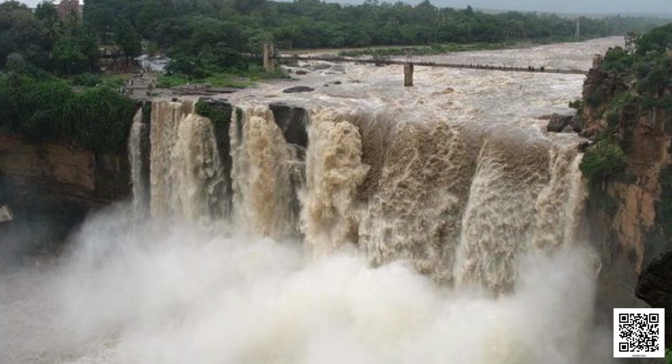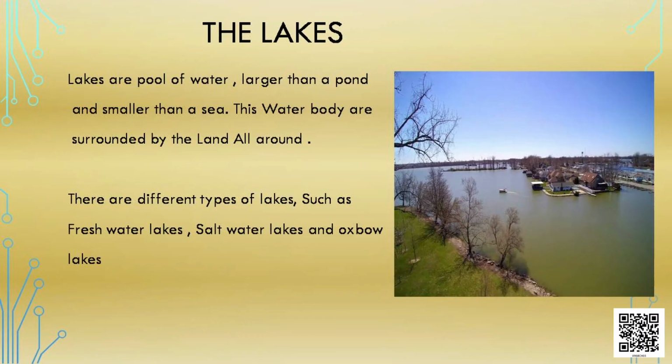Let's discuss the lakes. What are lakes, children? Lakes are pools of water which are larger than a pond but smaller than a sea or the bays. And this water body is bounded by land all around it. Different types of lakes are there.